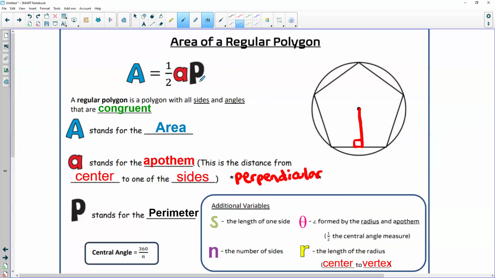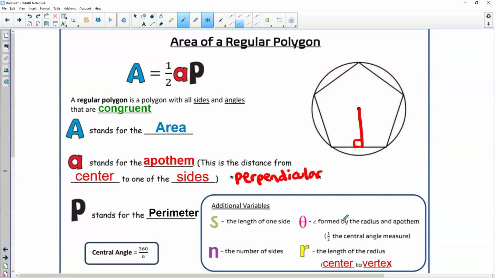Okay. And we've got some additional variables that are going to be used throughout these problems, which we're going to take a look at here. If you ever see me use the letter S, please understand that S represents the length of one of the sides of the regular polygon. N represents the number of sides.